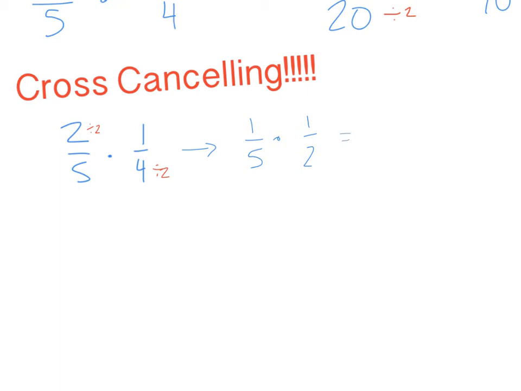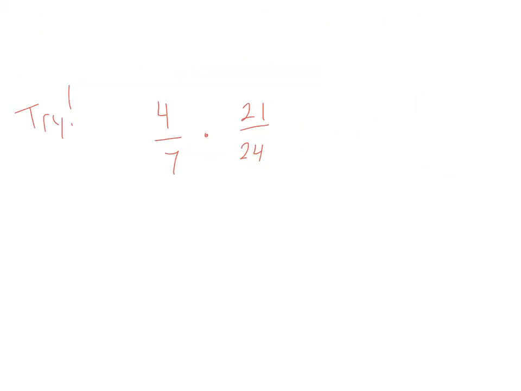So now that I'm done cross-canceling, I actually know my answer is going to be as simple as possible. So go ahead and multiply across the top. 1 times 1 is 1. Across the bottom, 5 times 2 is 10. And because we cross-canceled, that is our final answer. No simplifying necessary. Alright, so go ahead, pause the video, try this one, and play it when you are done.